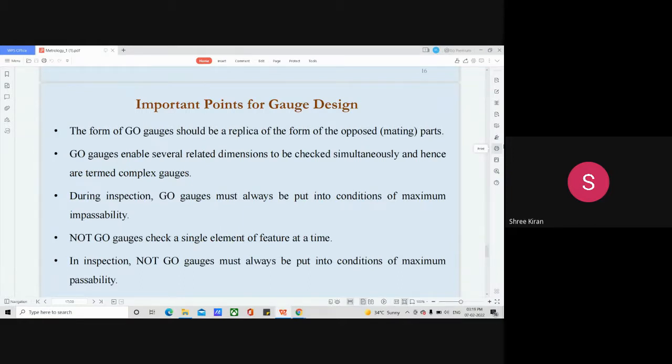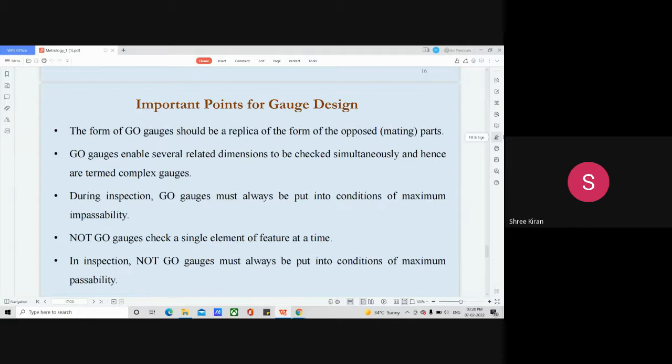In the case of go gauge design, the form of go gauges should be a replica of the form of the opposed mating parts. Then the second one is the go gauges.